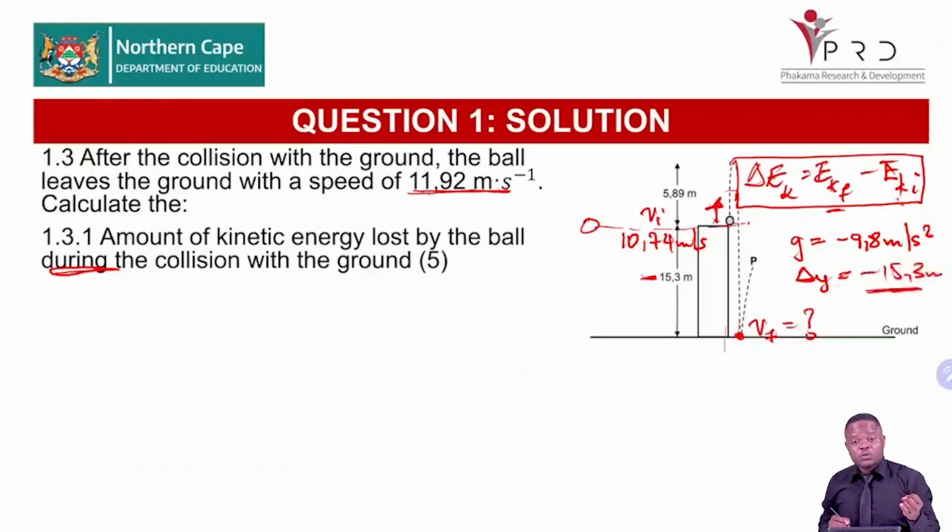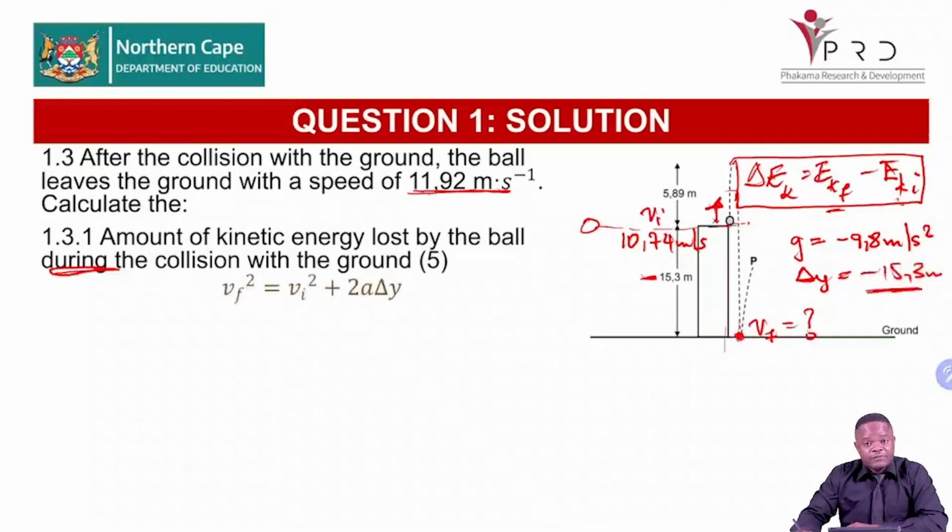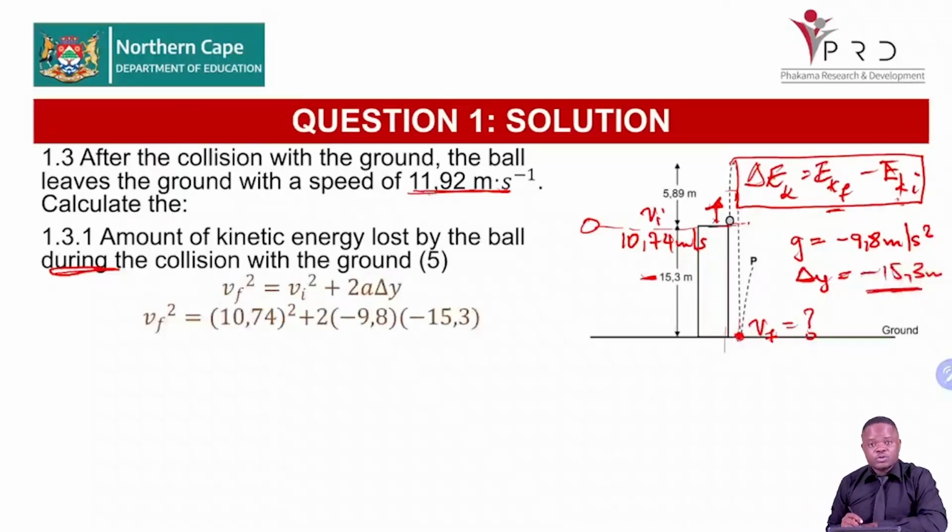So we have delta y, we have G, we have VF, and then we have VI. So what can we calculate now? We can get this final velocity using our formula. Final velocity squared is equal to VI squared plus 2a delta y. And then we can substitute those values.